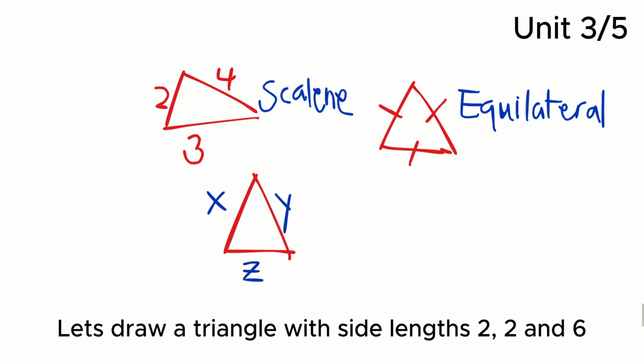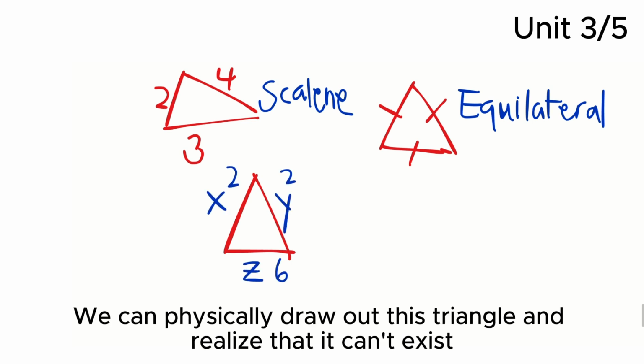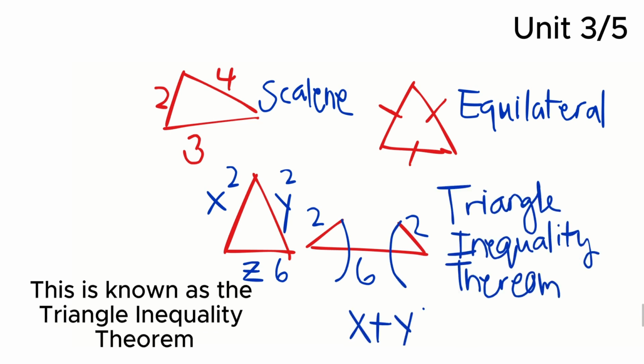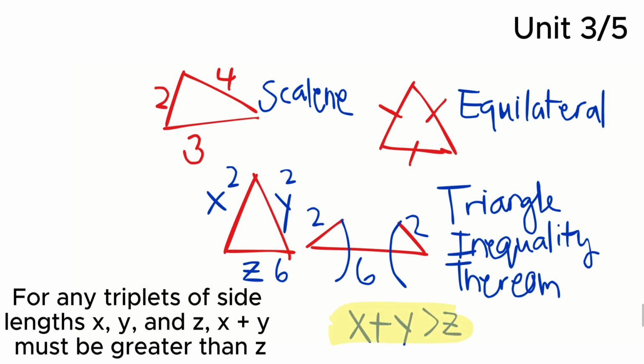Let's draw a triangle with side lengths 2, 2, and 6. We can physically draw out this triangle and realize that it can't exist. This is known as the triangle inequality theorem. For any triplet of side lengths x, y, and z, x plus y must be greater than z.